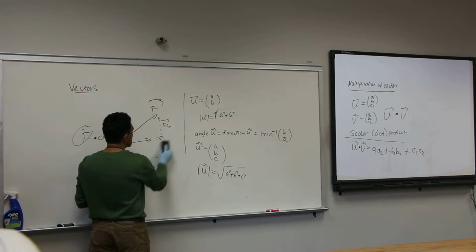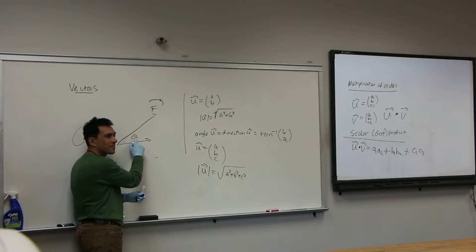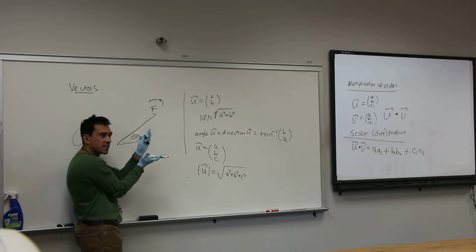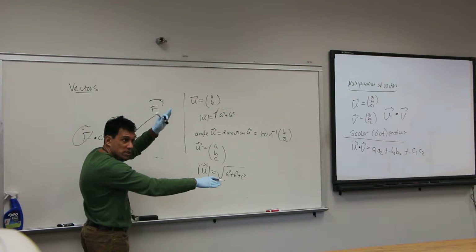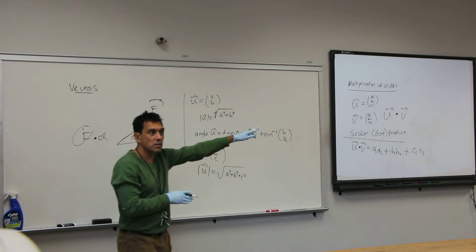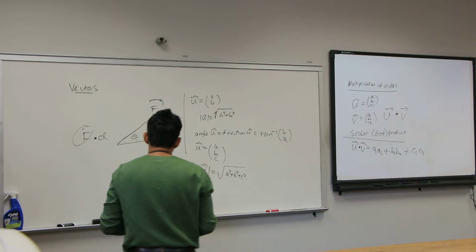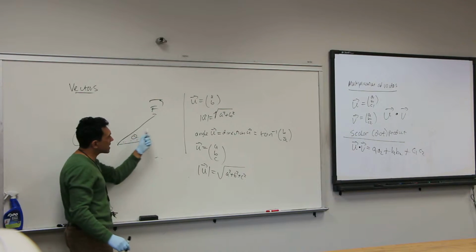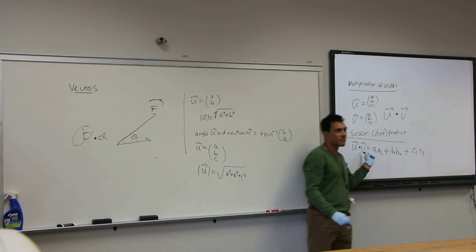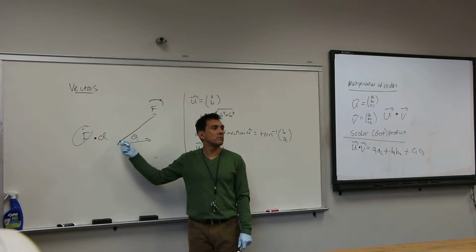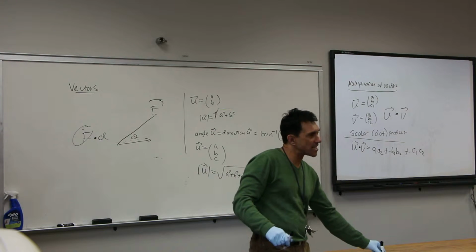So, what is going on is the force is not acting in the same direction as the direction in which the body is moving. So in some sense, the dot product must tell us something about this thing. And that is correct.